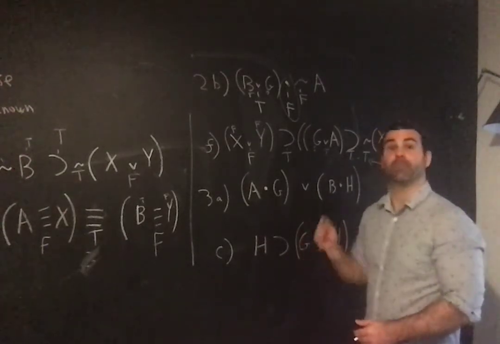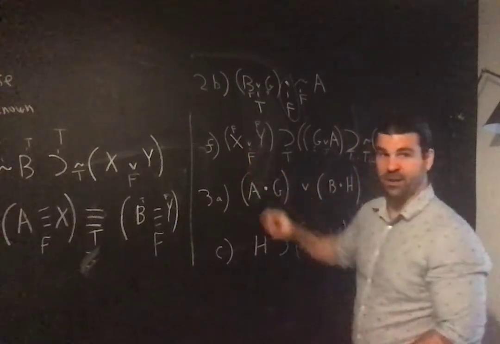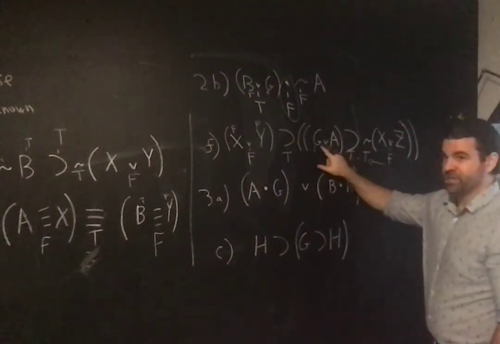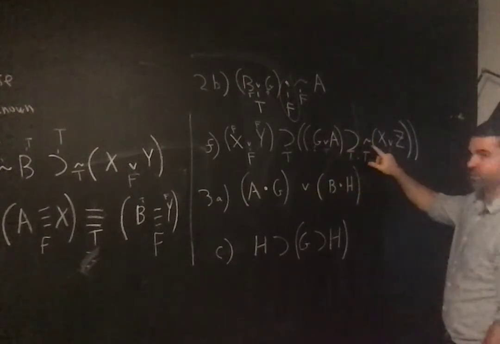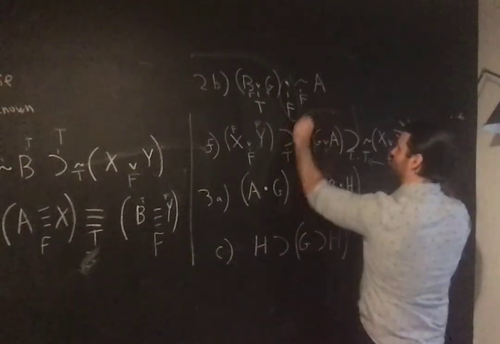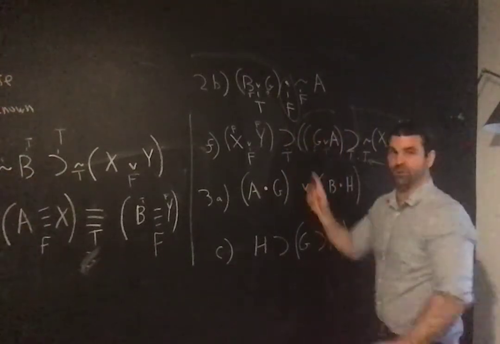And you need to be able to see that the P is X or Y, and the Q is if G or A, then not either X or Z, right? So this whole thing is the Q. This is all the Q of the overall form, which is P or Q.